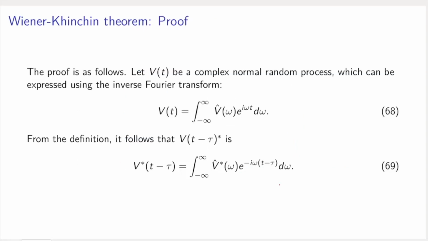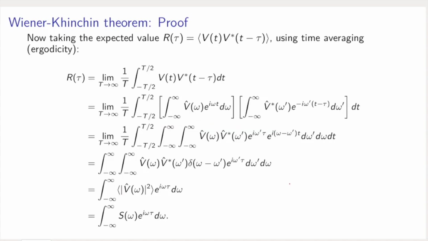Here is a short proof of the Wiener-Khinchin theorem. We start by expressing the scattered complex voltage random process using an inverse Fourier transform. We also express the time-lagged and conjugated complex voltage using an inverse Fourier transform. We then apply time averaging for the lag product of the complex voltage.